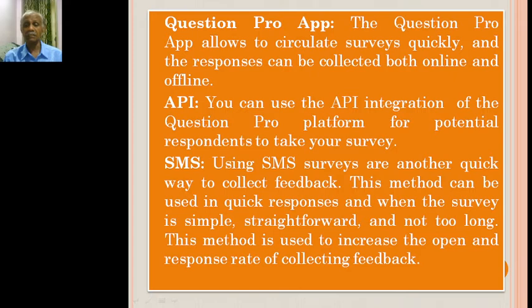Next one is SMS, short message services. Using SMS surveys is another quick way to collect feedback. This method can be used for quick responses, and when the survey is simple, straightforward, and not too long, this method is used to increase the open and response rate of collecting feedback.